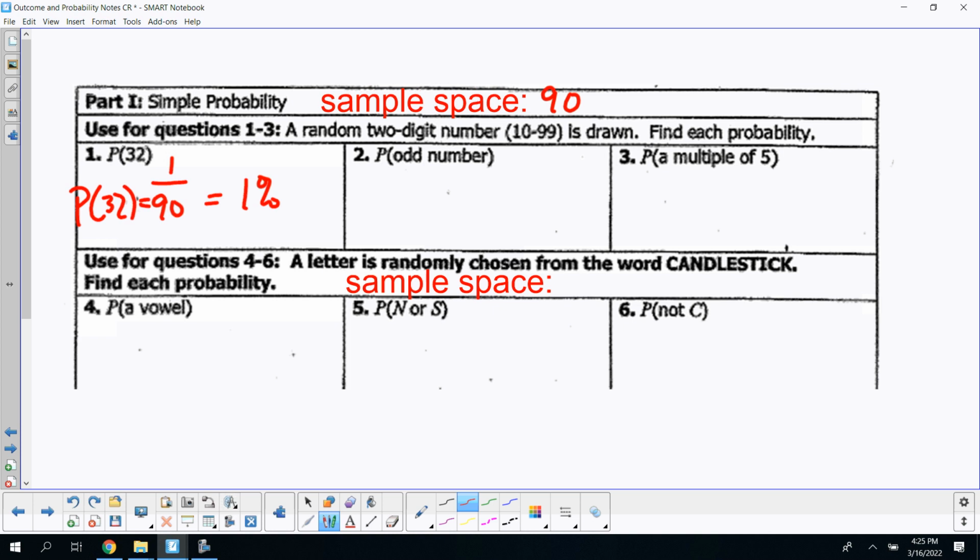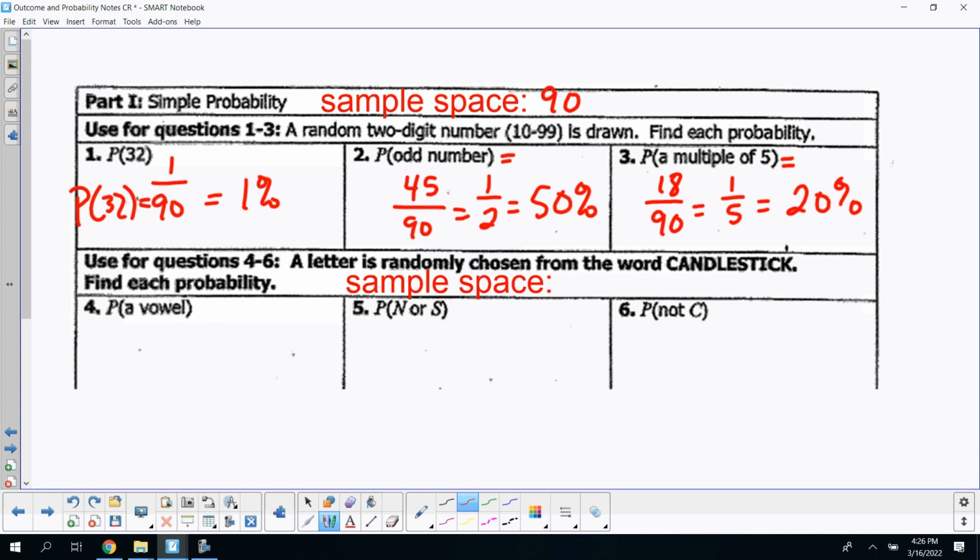Okay, so the probability of an odd number: there are 45, because half of the numbers are going to be odd, out of 90, which reduces to 1/2, which is 50%. And then we have the probability of a multiple of 5. Well, if you count, there are 18 numbers between 10 and 99 that are multiples of 5, so it's 18 out of 90, which reduces to 1/5, which is a 20% probability.